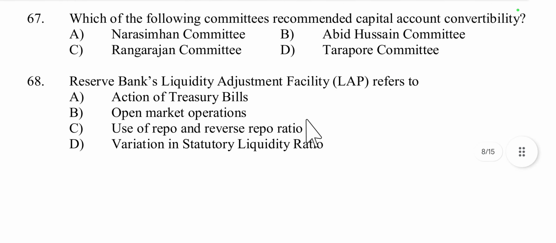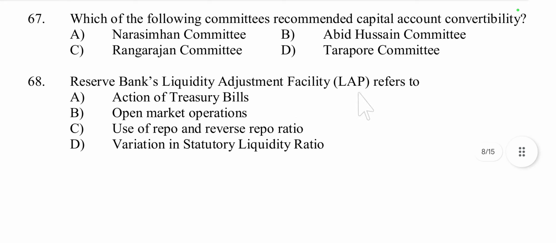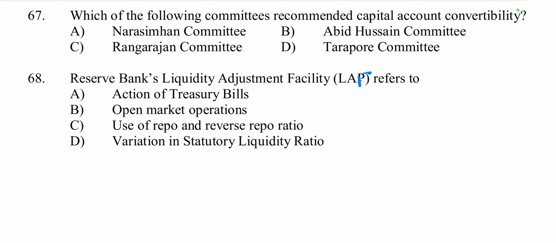Then question number 68, Reserve Bank's liquidity adjustment facility or LAF, liquidity adjustment facility refers to auction of treasury bills, open market operation, use of repo and reverse repo or variation in statutory liquidity ratio. Liquidity adjustment facility refers to the use of repo and reverse repo.